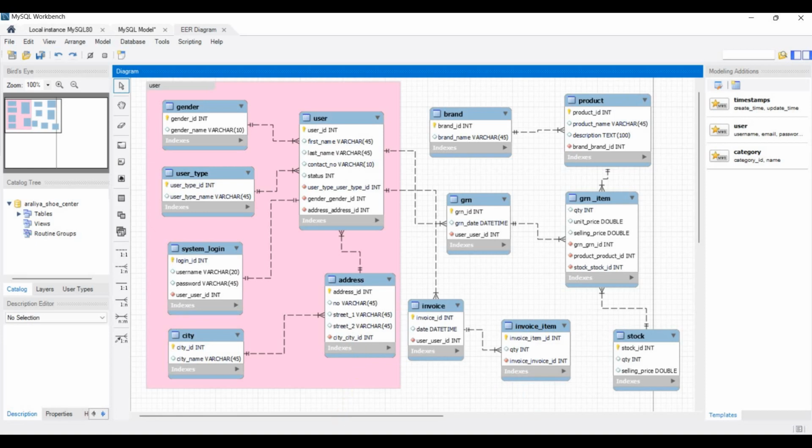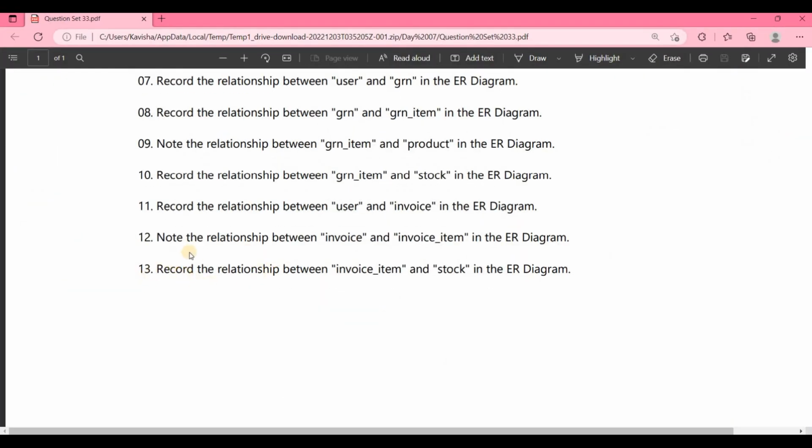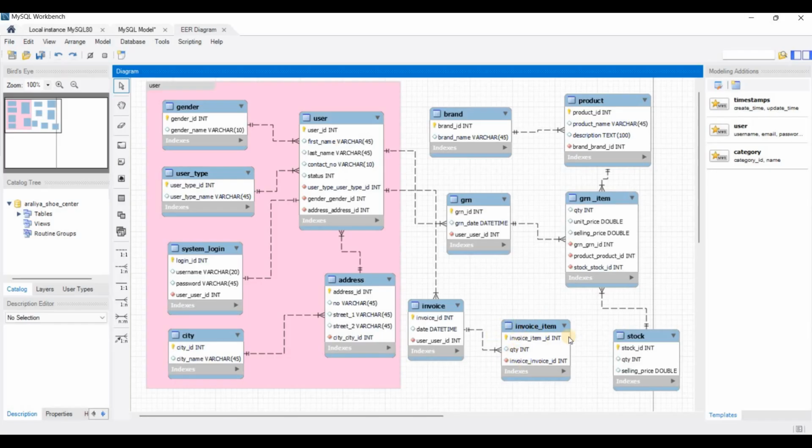Now I'm going to discuss the next question. In the 13th question, we have to make the relationship between invoice item and the stock table. So here's the invoice item table and here's the stock table. One invoice item has one stock. When we get one stock, there will be so many invoice items. So the relationship between those two tables is a one-to-many relationship. Here's the relationship we use to make the one-to-many relation. Here's the many side and here's the one side. So here's the relationship between those two tables. It is a one-to-many relationship.